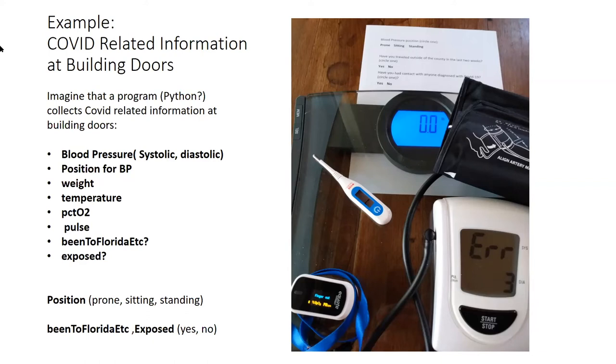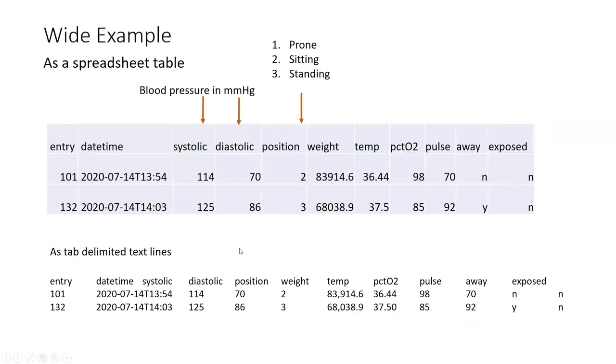The case here is that Python collects COVID-related information at building doors about blood pressure, systolic and diastolic, the position when taking the blood pressure, if you are sitting, prone, or standing, the weight of the person, the temperature of the person, percent O2, pulse, if they have been to Florida or another area with much COVID, that was the time this example was developed, or if they have been exposed. So quite a lot of information. And now we'll see some ways of structuring this.